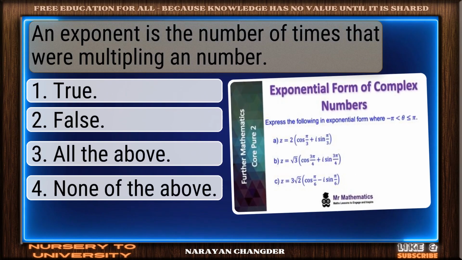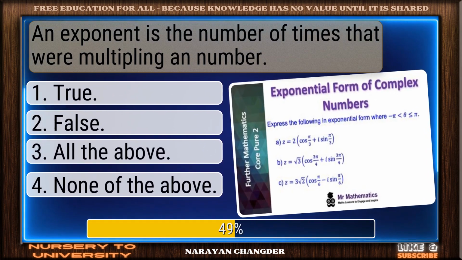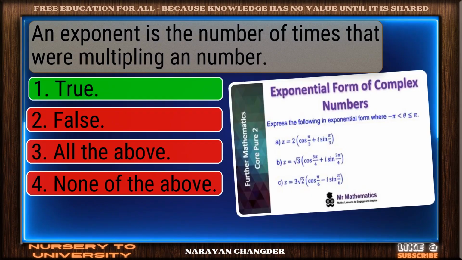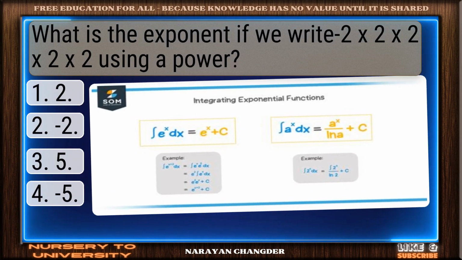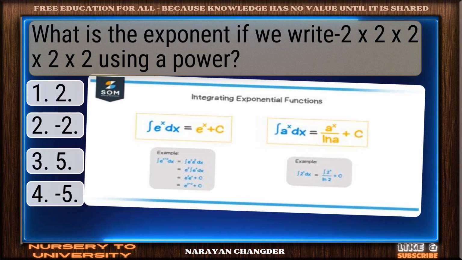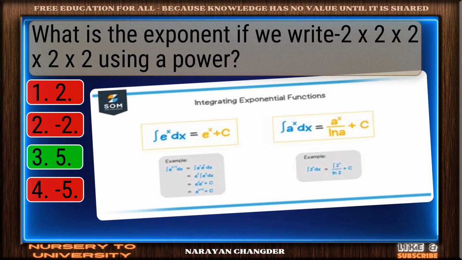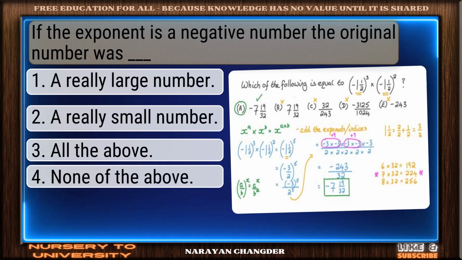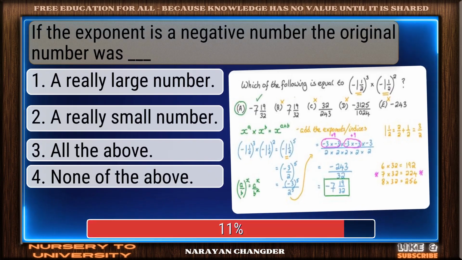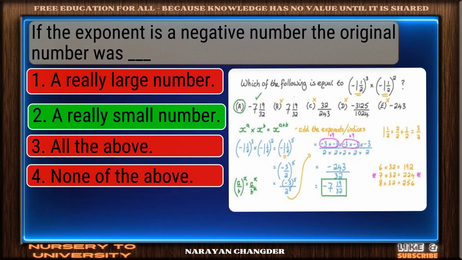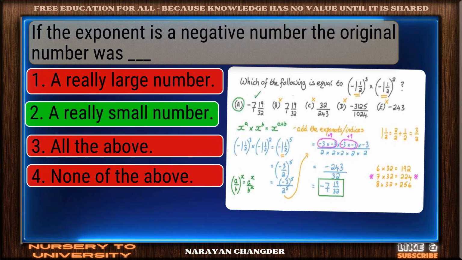An exponent is the number of times that we're multiplying a number. You chose true, and it is correct. What is the exponent if we write 2 x 2 x 2 x 2 x 2 using a power? Good thinking. Five is the right answer. If the exponent is a negative number, the original number was. Great thinking. A really small number is the right choice.